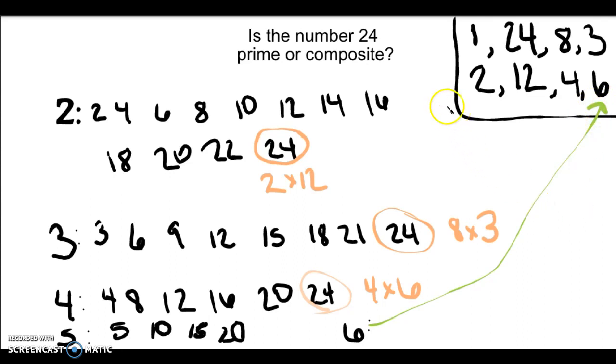So if we go back to the definition of a composite number, any number that has more than 2 factors, I can see that I've used skip counting to prove that 24 has not 2 but 8 factors, making it a composite number.